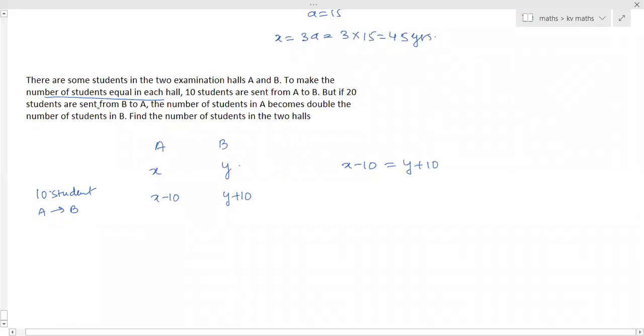Now, if 20 students are sent from B to A, then what will happen? Now, what is the new number of students in B? Y minus 20, because the students have been shifted from B to A. So now A is the number of students? X plus 20. And now what is the relation between them? The number of students in A becomes double the number of students in B. A is equal to 2B. So X plus 20 is equal to 2 into Y minus 20. Then solve these two equations.